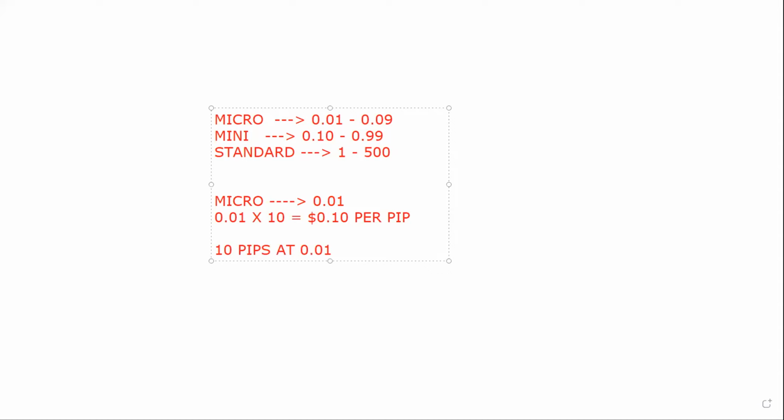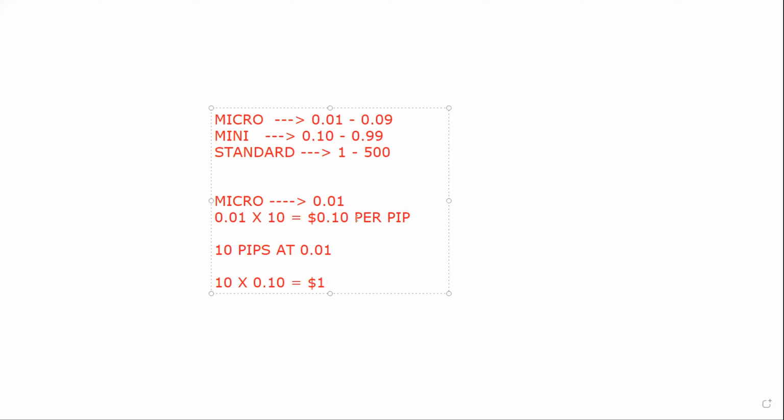What does this mean for you? It means that is 10 pips times, what does 0.01 mean? It means 10 cents per pip. So every pip is worth 10 cents. If you're in profit 10 pips, that is 10 times the value of the pip, 0.10. So on that trade you'll be in profit of $1. That is your stake in the market. If the move goes against you, you will also lose $1.